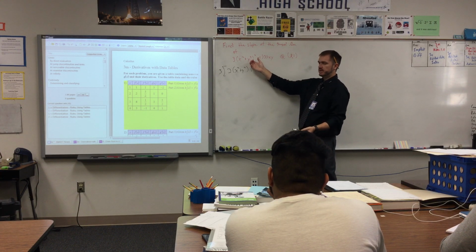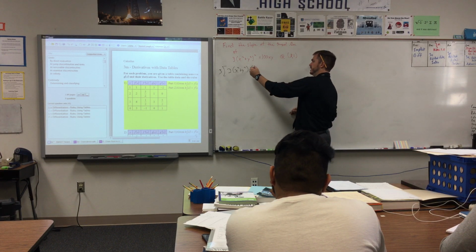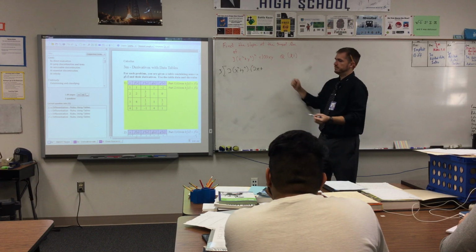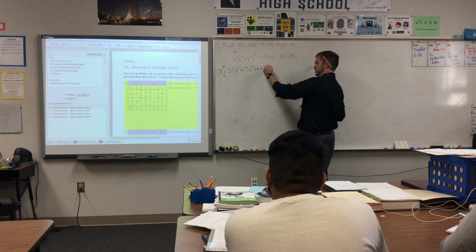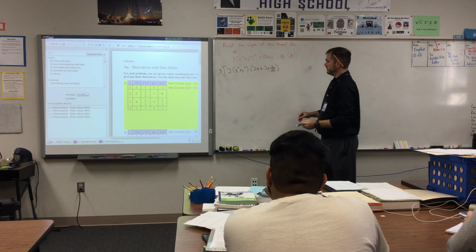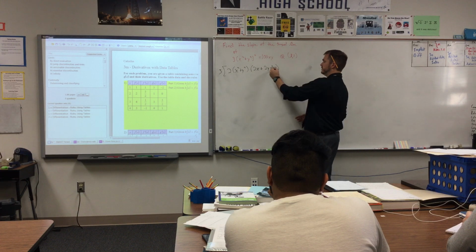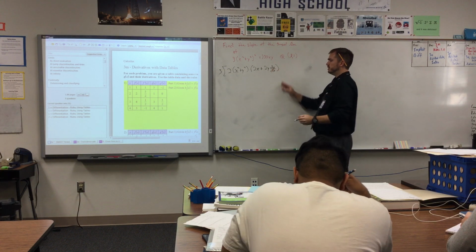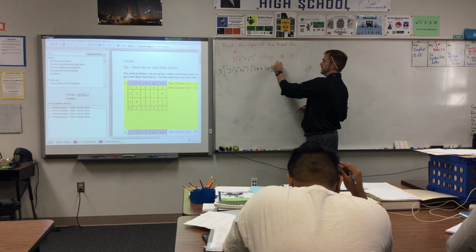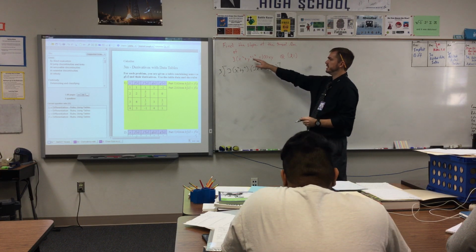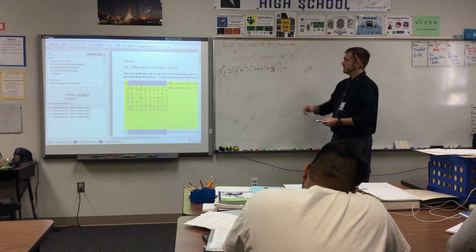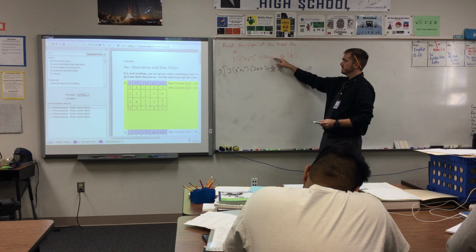Class, what's the derivative of x squared? 2x. What's the derivative of y squared? 2y dy over dx. Very good. That's the whole idea of the chain rule and applying that to our implicit differentiation. Okay, well that's actually not too bad. That's everything on the left-hand side.